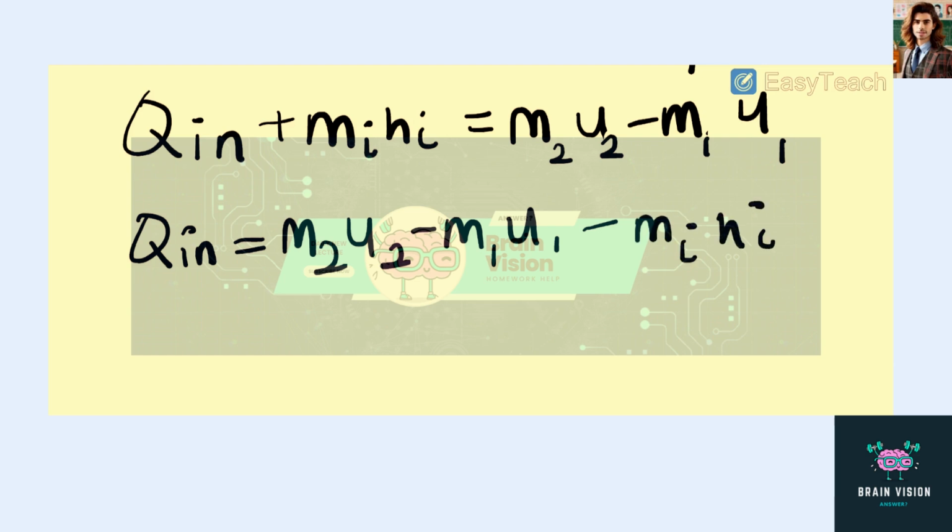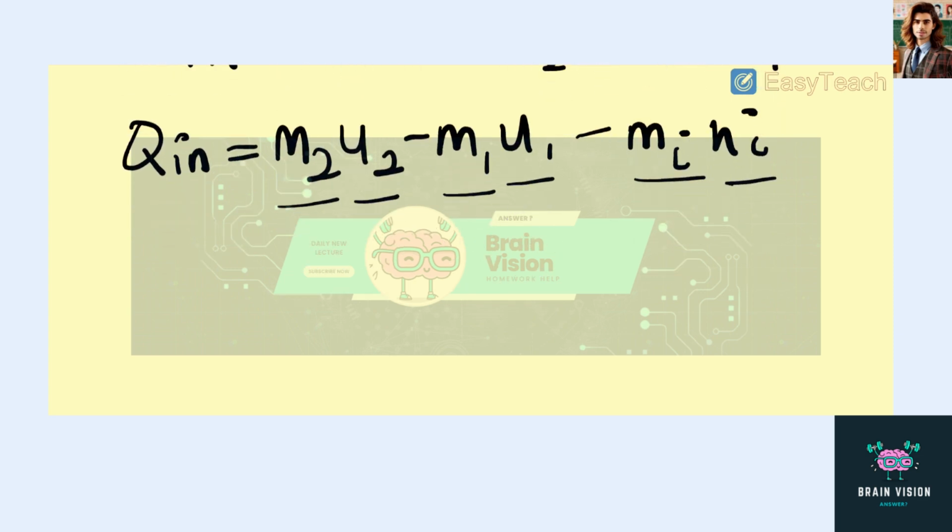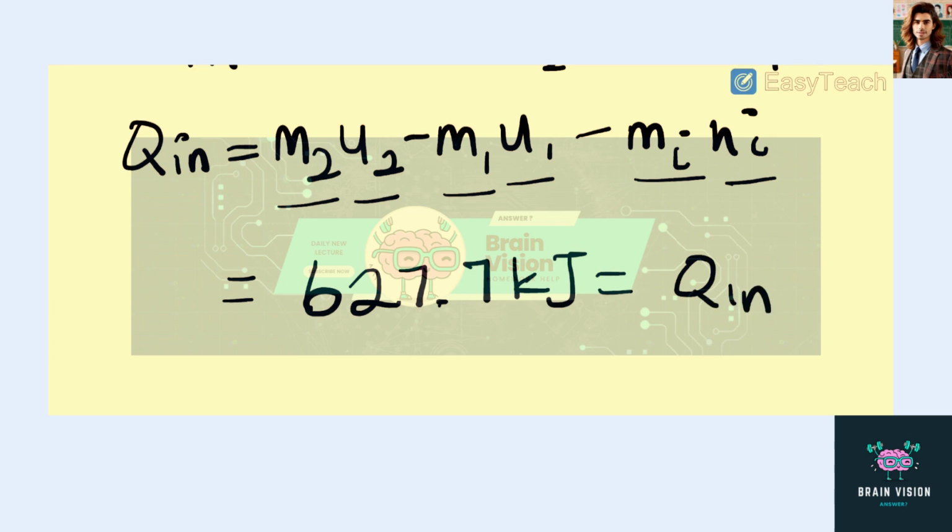Now we have values for all of these variables. We know m2 and m1 because we solved for those using the definition of specific volume. We know u2 and u1 because we looked those up in the table. mi we solved for, and hi we also looked up in the table. So what this gives us is a total heat transfer of 627.7 kilojoules, and that is our final answer.